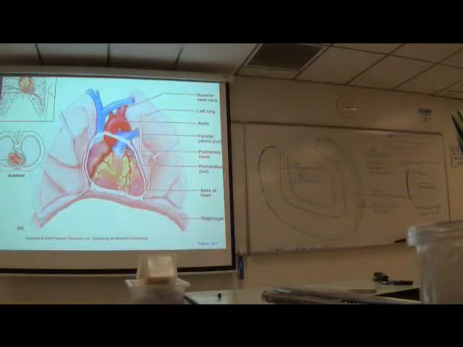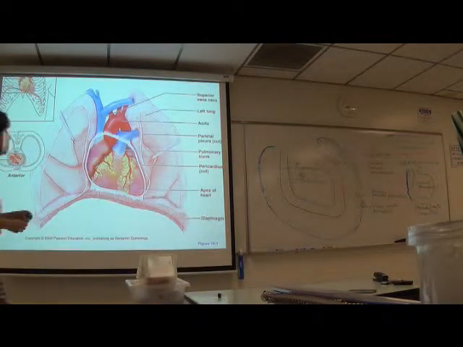Now I want to talk about the borders of the heart and its location in the middle mediastinum. And then we'll take a real short break and come back and talk about the chambers of the heart and their characteristic structures. Okay.